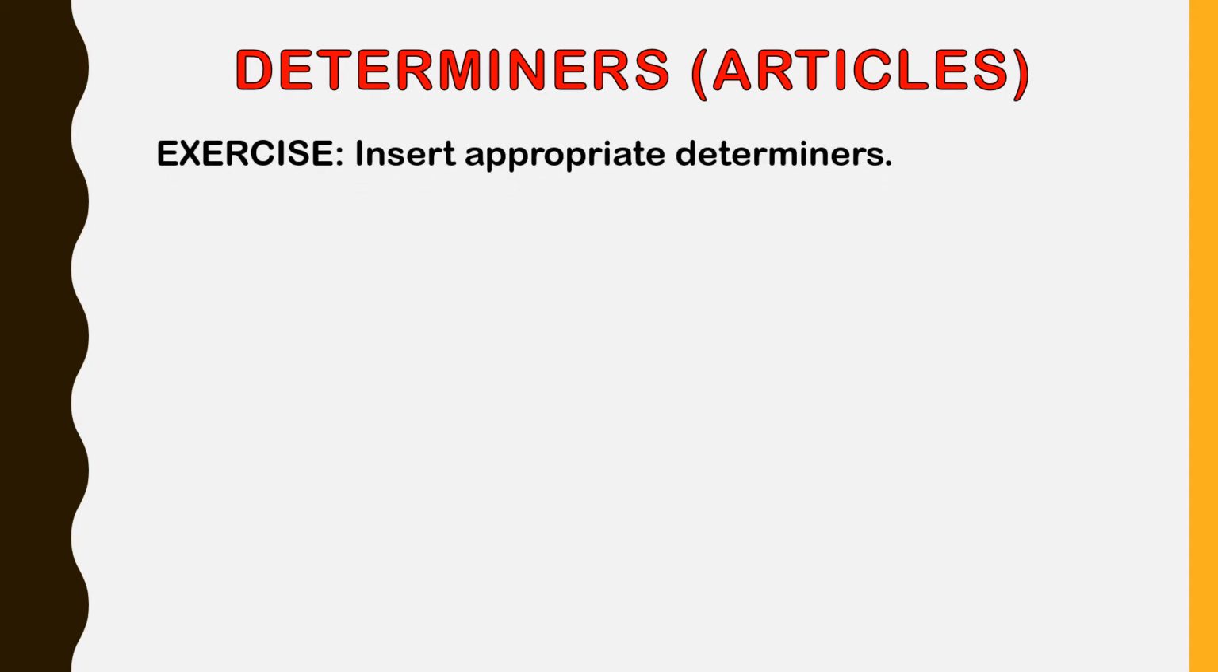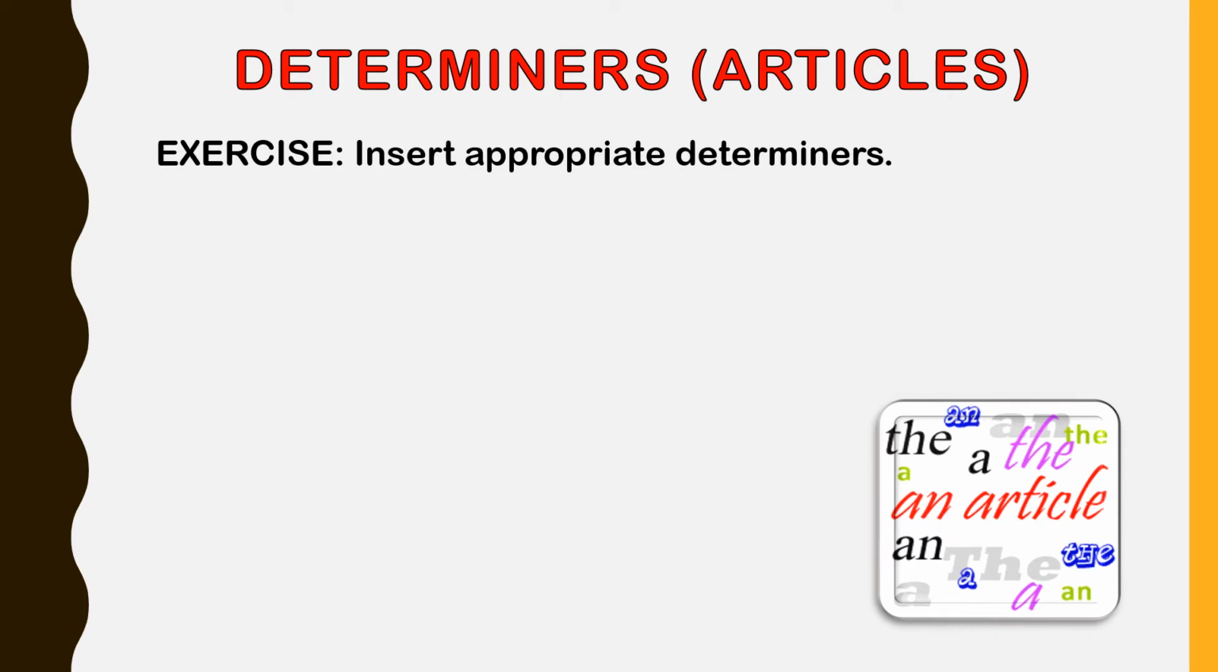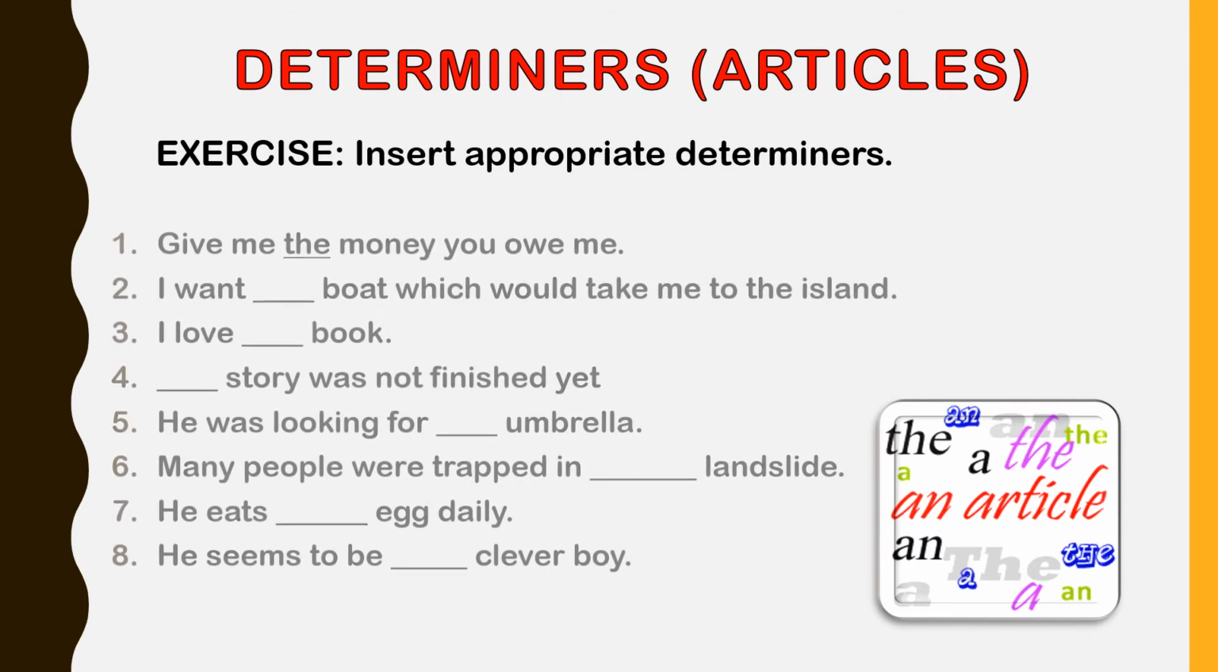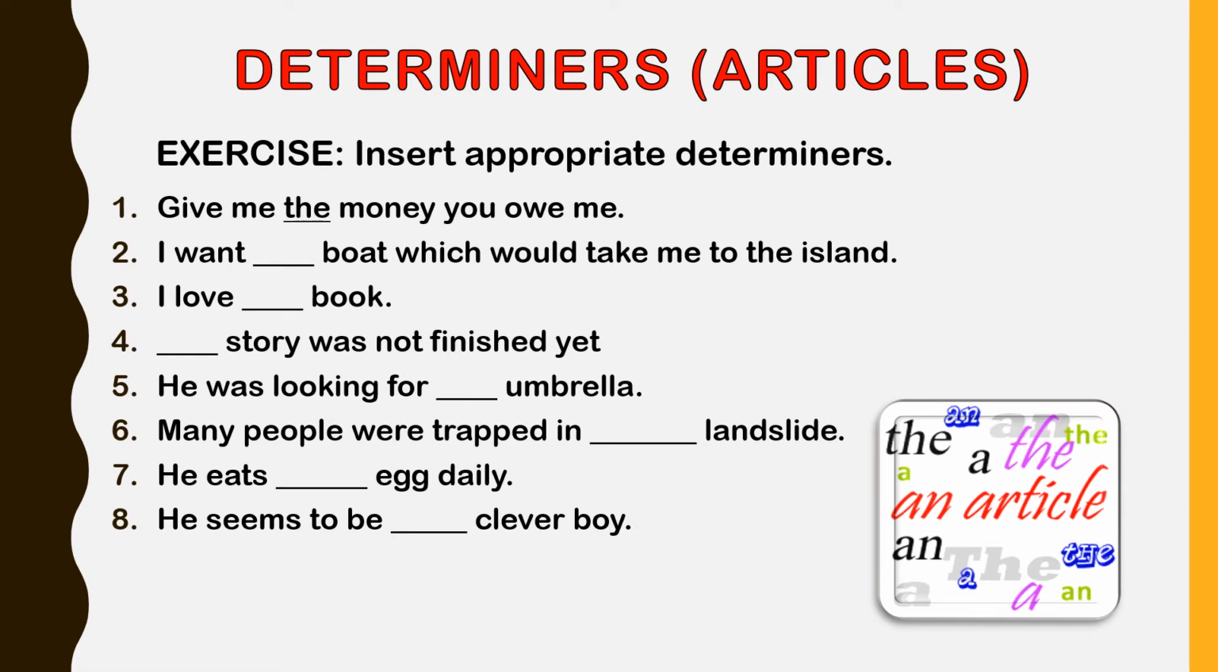Now, an exercise where you need to insert appropriate determiners and only use the articles. An example is given to you here: give me the money you owe me. Okay, so when there is a specific thing that you know about, okay, I love the book, I don't love a book, any book. So accordingly you will insert the appropriate determiners, whether it is the definite or the indefinite. Do the exercise orally and then check the answers.